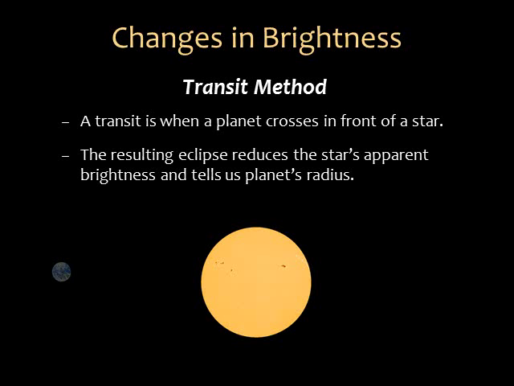The second general method of detecting planets indirectly is called the transit method. If a star system is lined up so that we are seeing it edge on, then one or more of its planets will pass directly between us and the star once each orbit. The result is a transit. The eclipse reduces the star's apparent brightness and can tell us something about the planet's radius.